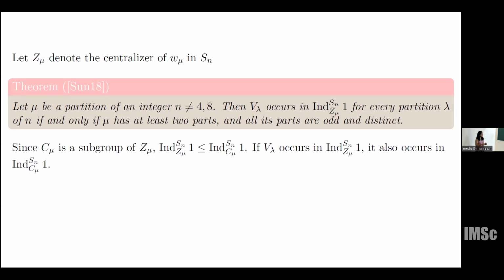Obviously this induced representation from Z_mu to S_n will be a sub-representation of the induced representation from C_mu to S_n. So basically, if V_lambda occurs in the induced representation from the centralizer to S_n, it will also occur in the induced representation from the cyclic subgroup generated by w_mu to S_n.